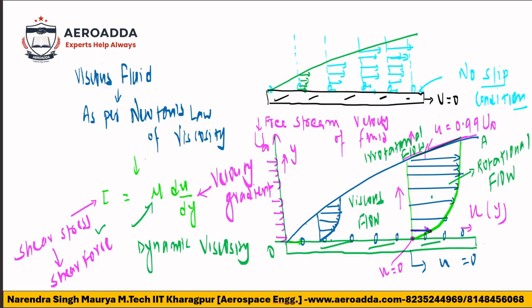Means the region where the boundary layer is available is below OA. Above OA, that viscous effect will not work. So you can say the boundary layer is completed. Now we do not have any viscous effect. That's the reason this outside flow is called the inviscid flow.